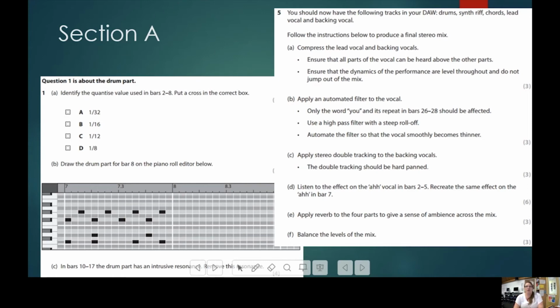And then the longer answer questions here, this is what they're being asked to do, is to create their final mix. So use compression, apply a filter, do some double tracking, recreate an effect that they can hear, applying reverb obviously, and then creating that final balance in the mix. And they're doing this under exam conditions.